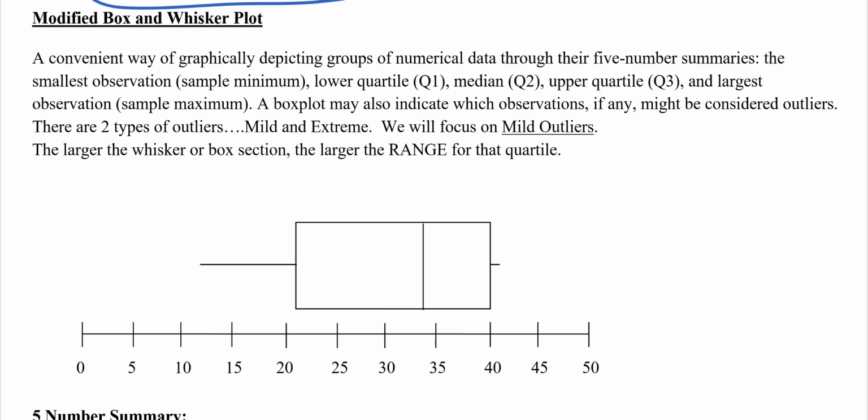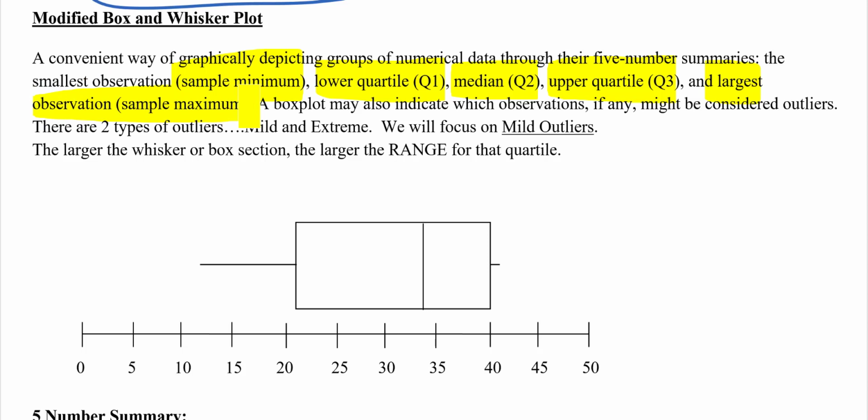So let me highlight a couple of these things here. So we have your minimum. That's the first number of the summary. Then we have our lower quartile, we say it's Q1. Then we have our median, it's Q2. And then we have our upper quartile, which is Q3. And then we have the largest observation, which we call our maximum. Okay, and those are our 5 numbers.